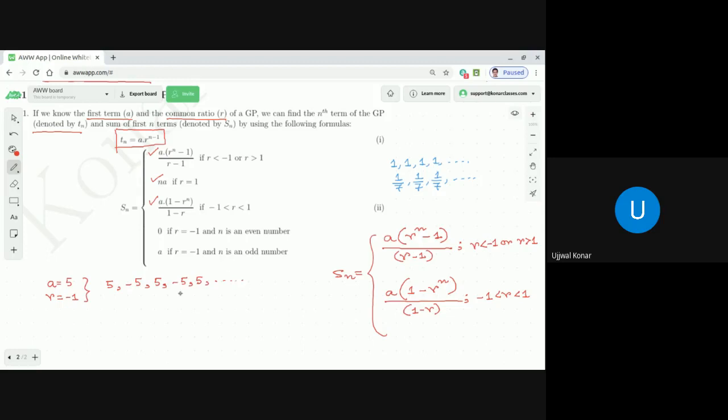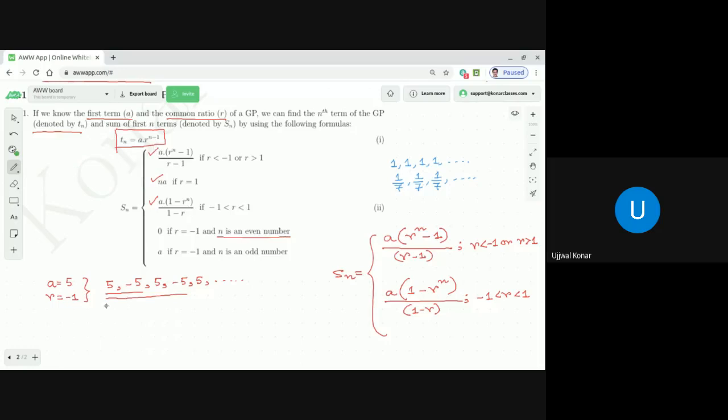Now, out of this, if you need to add, if n is an even number, that means you are going to add an even number of terms. Suppose you want to add these first two terms. Then what will it be? 5 minus 5, 0. Or if you want to add the four terms, the next even number, still this: 5 minus 5, 5 minus 5, 0. Correct or not?